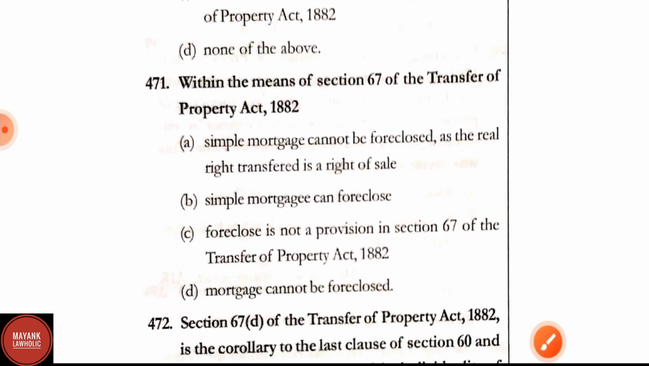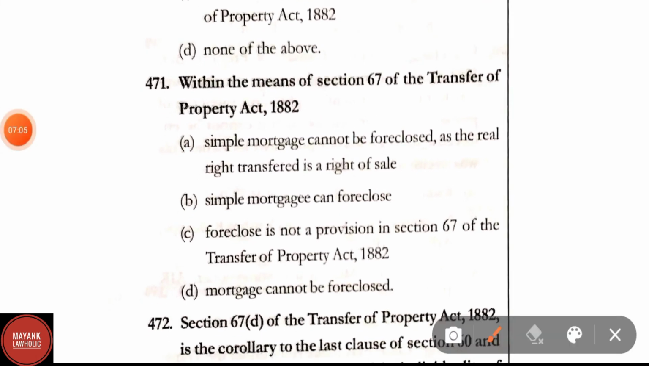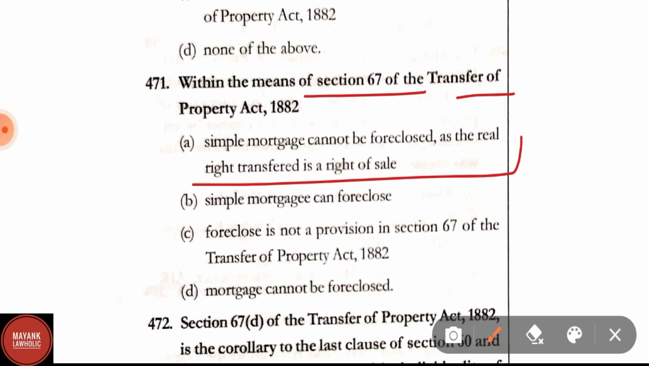Question number 471. Within the meaning of Section 67 of the Transfer of Property Act, option A, simple mortgage cannot be foreclosed as the real right transferred is a right of sale. This is the correct answer.